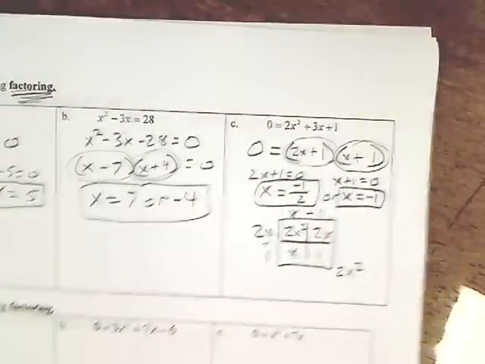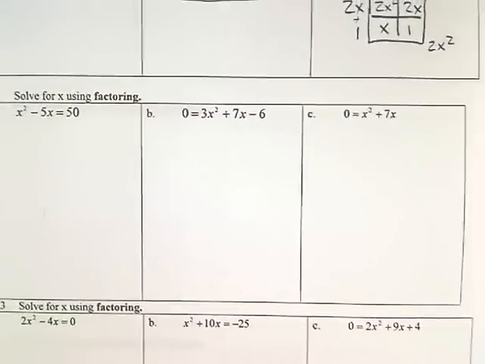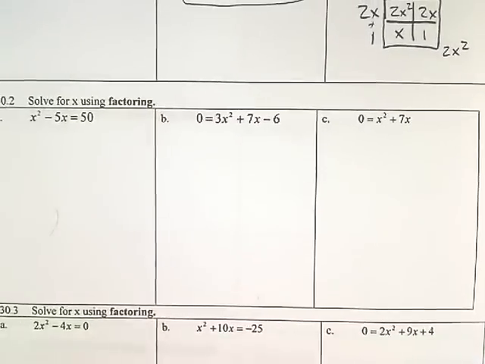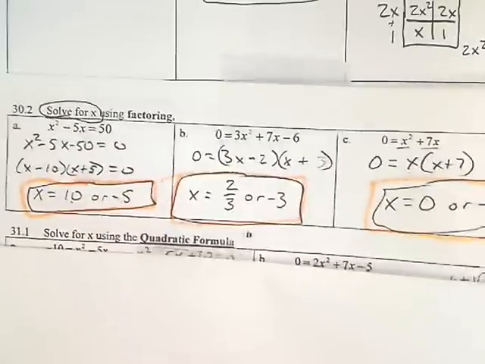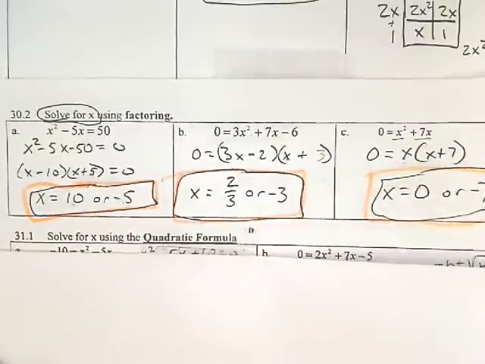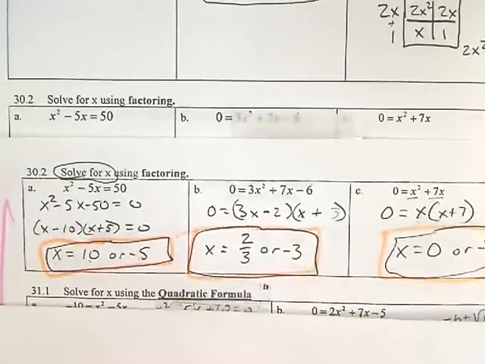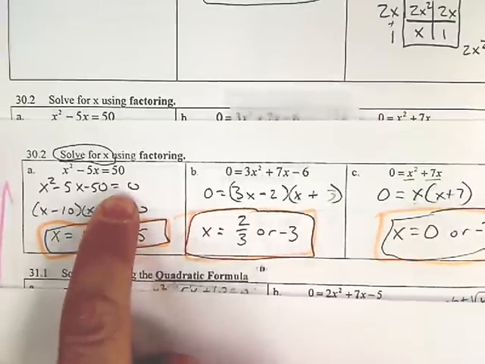Now I'm going to give you a couple. You hit pause, try these, and then I'll show you the solution. So hit pause right now, and you should hit play, and you're back. Check them. Remember, you have to get it equal to 0 before you can use the zero product property and factor.